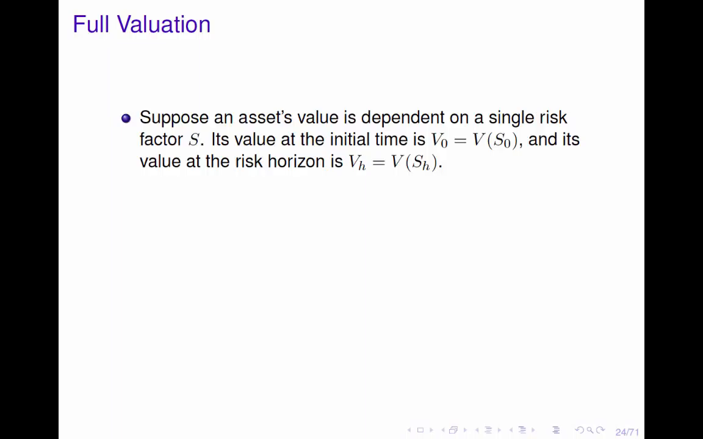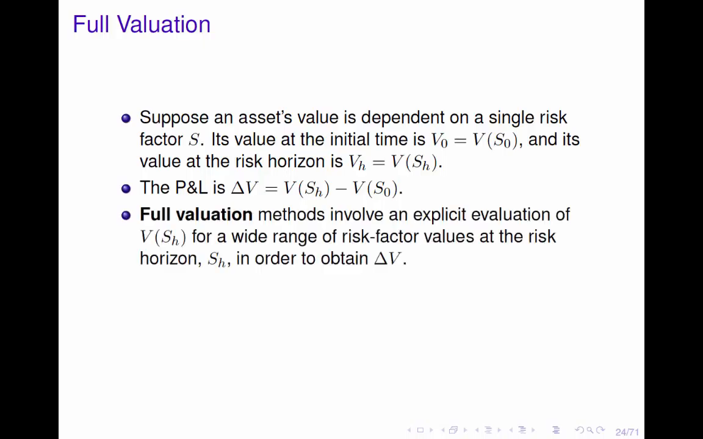Let's first introduce the full valuation. Suppose an asset's value is dependent on a single risk factor S, then its value at the initial time, denoted by V0, depends on S0, and its value at the risk horizon, denoted by VH, depends on SH. The profit and loss, denoted by delta V, is equal to the asset's value at the risk horizon minus the asset's value at the initial time.